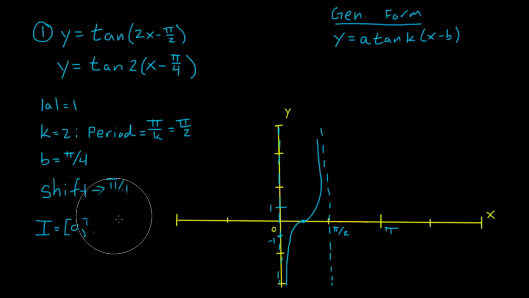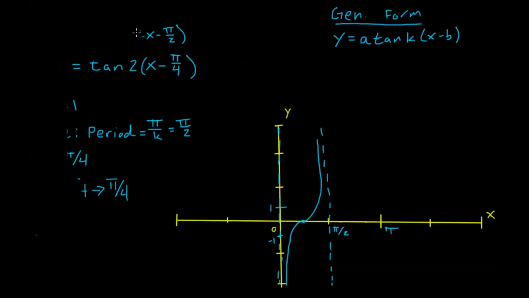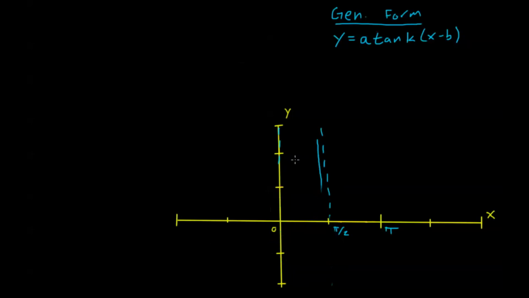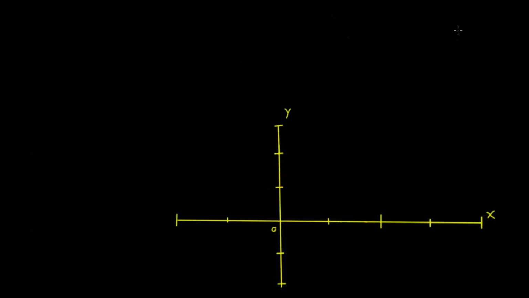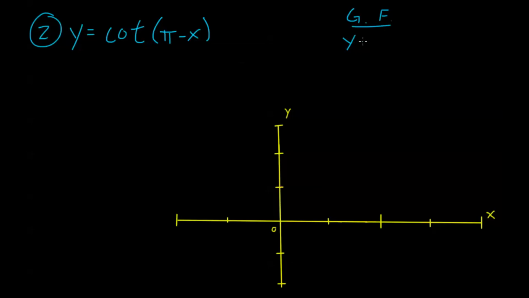Okay, now in this next one, we're going to look at a problem with cotangent. Clean this up a little bit. Problem 2. Let's look at y equals cotangent of pi minus x. Right, so again, my general formula, I'm trying to get it to look like y equals a cotangent of k times x minus b. Okay, and we're almost there already.